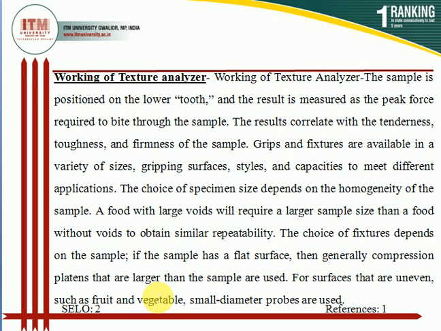Here is the way we can place the product in different sizes. It depends on the product, what types of property we want to measure in this particular product. So according to the property, we have to prepare the product according to the property you want to measure by the use of the texture profile analyzer.